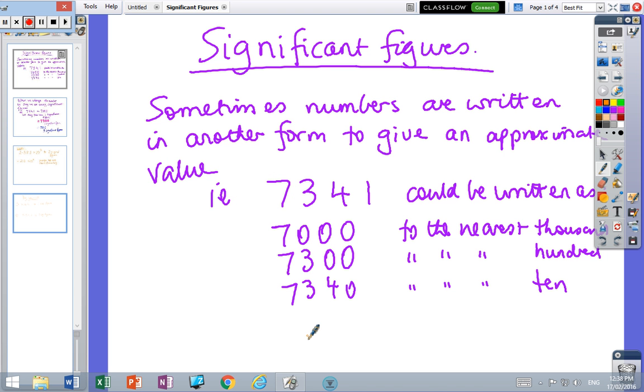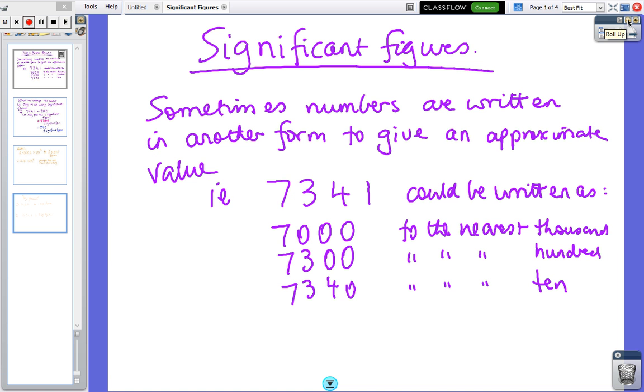Okay, so Year 9, we're moving on to significant figures. It's got a connection with scientific notation, as you'll see. Sometimes numbers are written in another form to give an approximate value. So for instance, 7,341 could be written as 7,000 if we're going to the nearest 1,000, or it could be 7,300 if we're going to the nearest 100. It could be 7,340 if it's going to the nearest 10. Okay, so copy that down, and then when you're ready, move to the next slide.